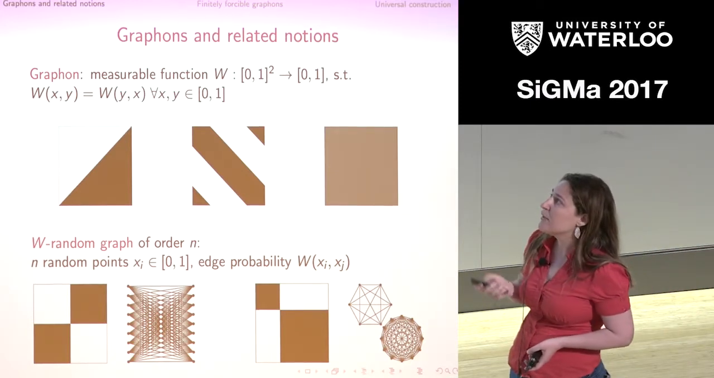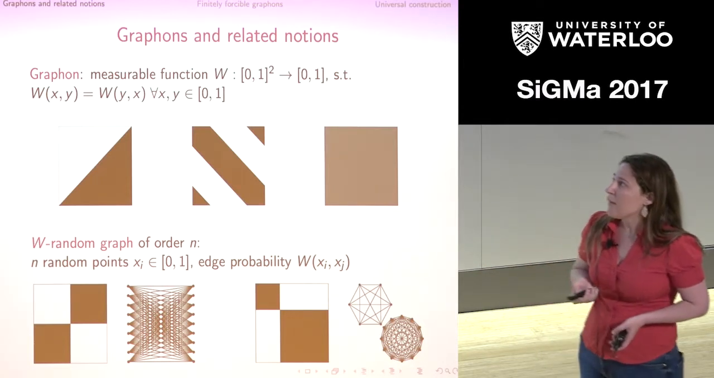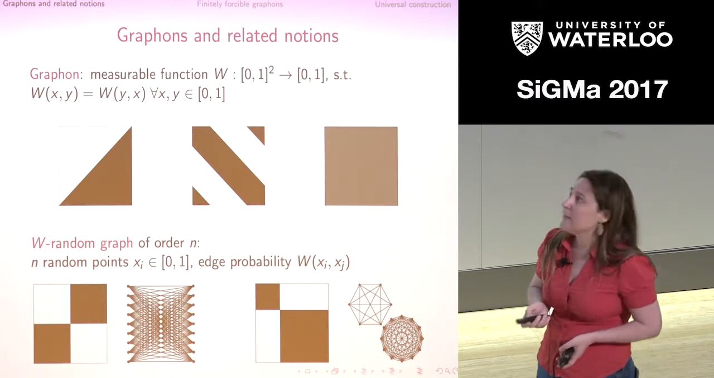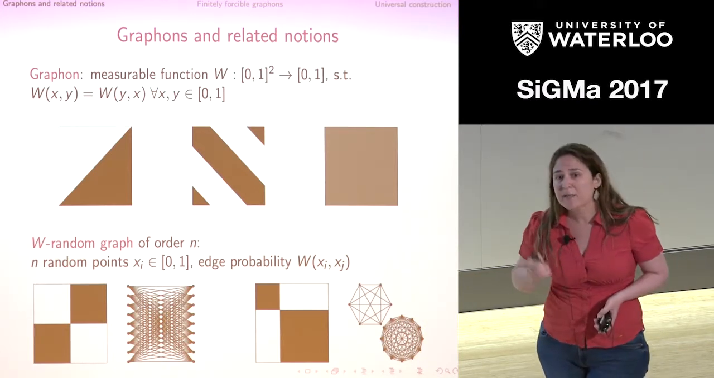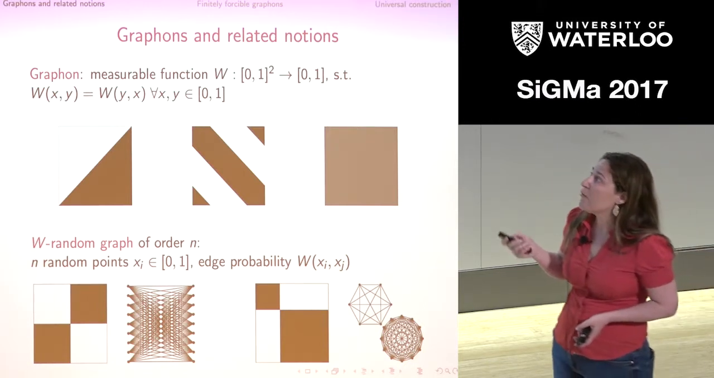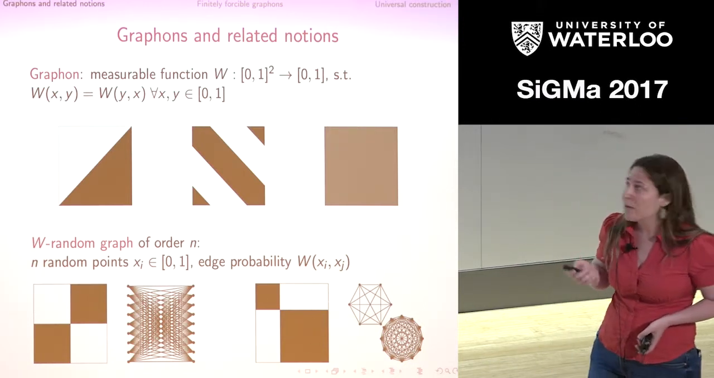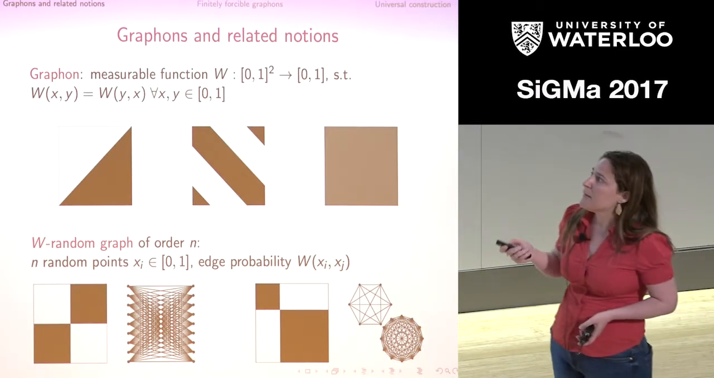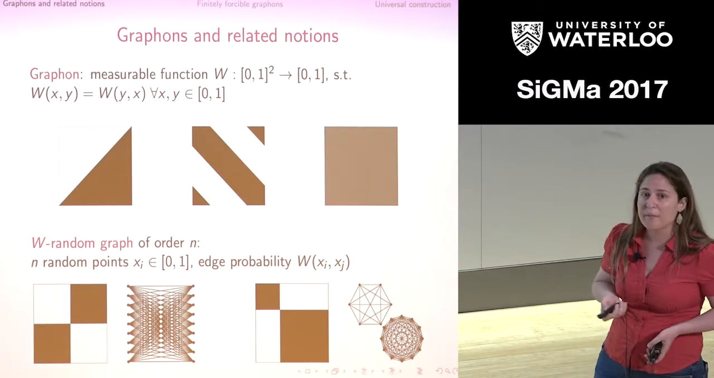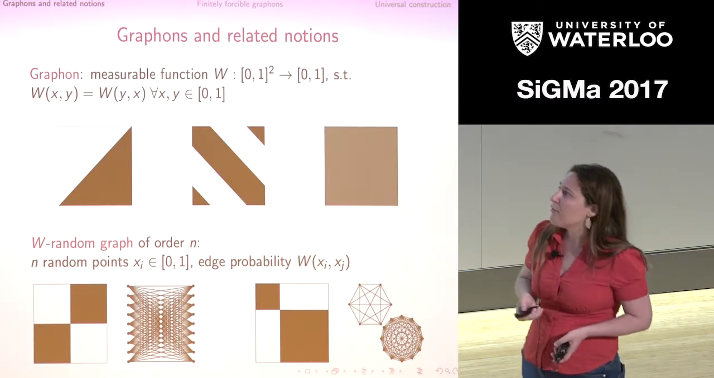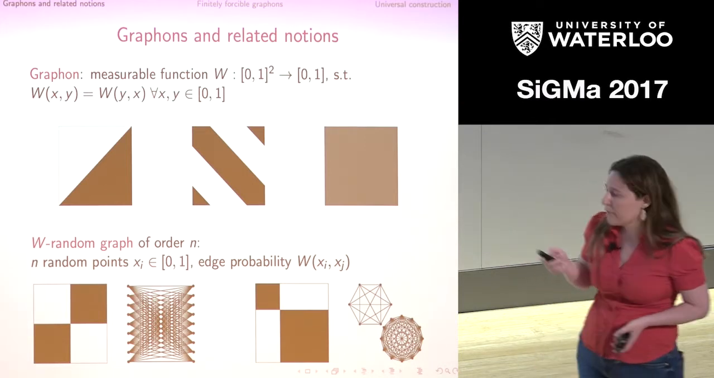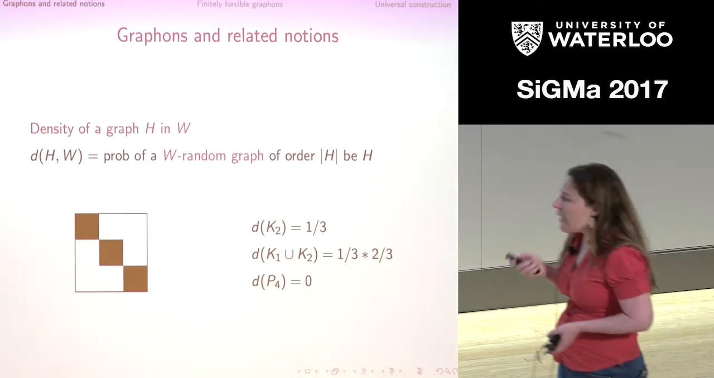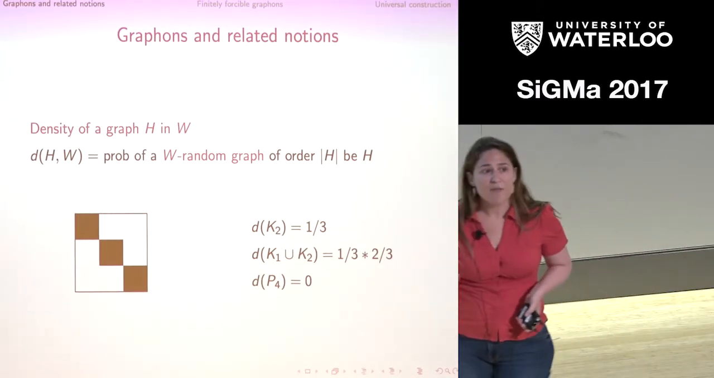We say that a W-random graph of order n is taken in the following way. You select n random points from the unit interval, and then you put an edge between two of these points with probability given by the graphon. And in this way, you obtain a graph whose structure resembles the structure of the graphon as your order gets bigger and bigger. Okay. And now we are able to talk about graphs in graphons.